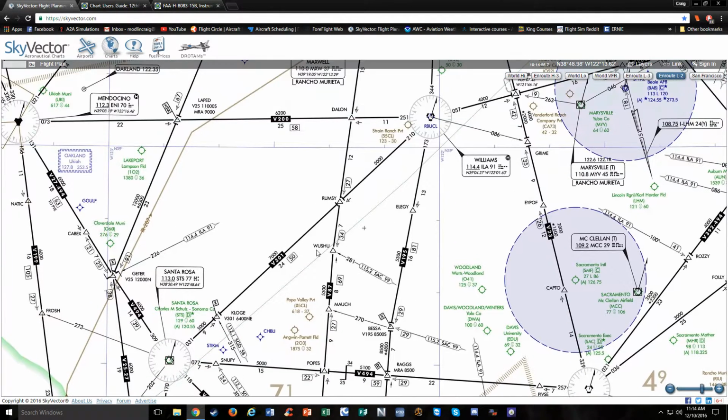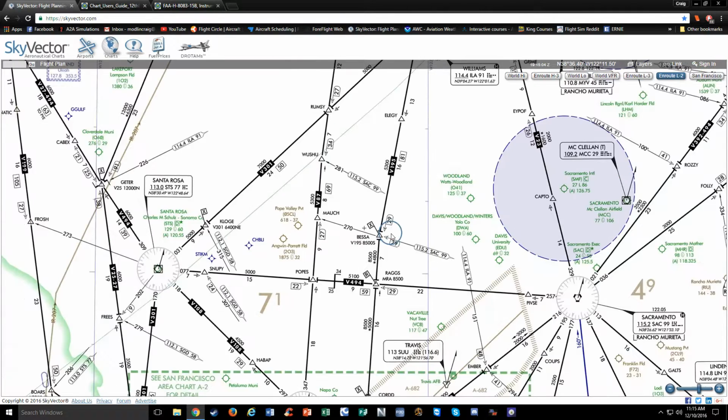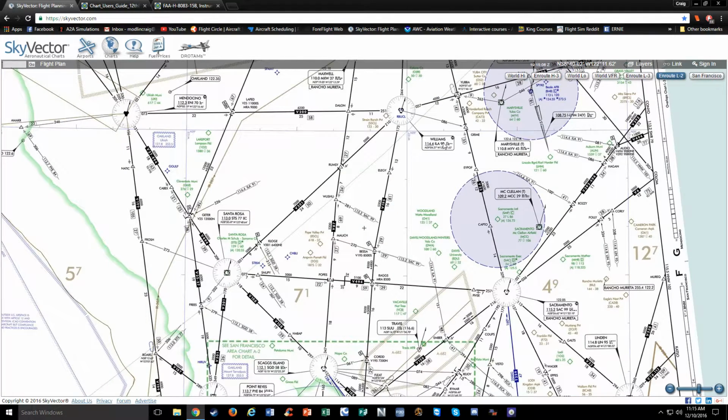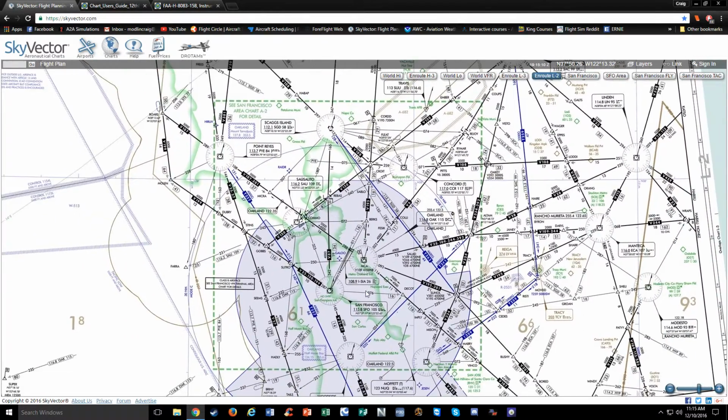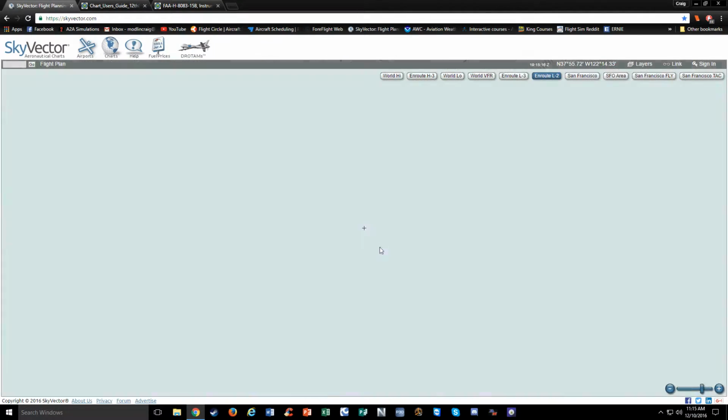You look for a bend in the airway, which we have here. So in Victor 195 at Bessa, that would be a VOR changeover point. So you'd be navigating from Williams VOR. Once you get to Bessa, you have to navigate to the Oakland VOR, I think this one is. Here we go, yep, Oakland VOR DME.